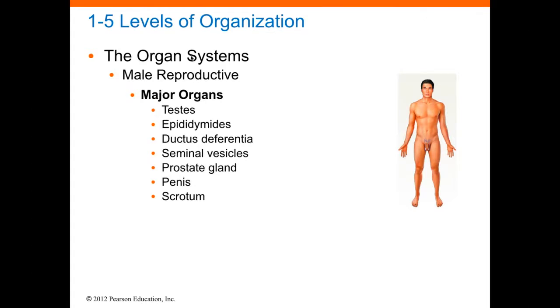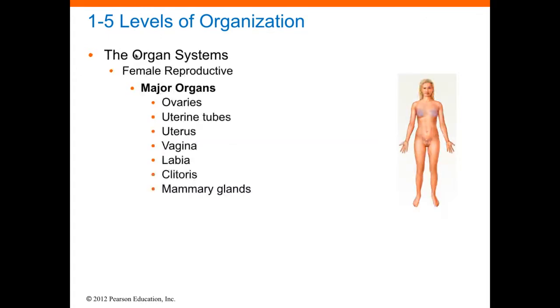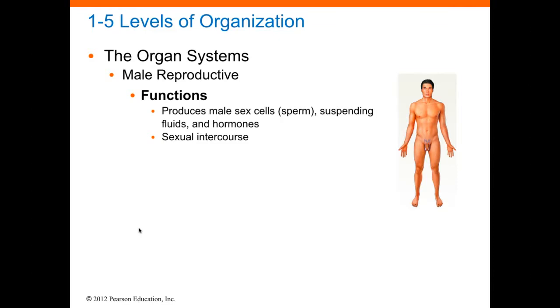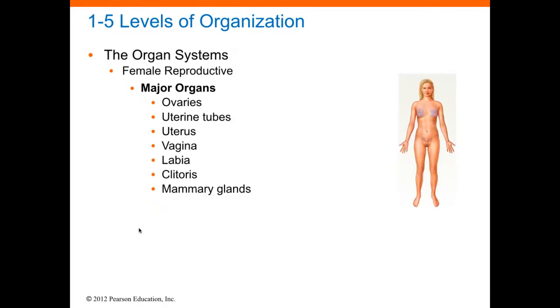The reproductive tract, we have the male and the female reproductive. For male, we have these parts, the testes, the epididymis, the ductus deferens, the seminal vesicles, the prostate gland, the penis, and scrotum. We'll get into these in more detail later on when we cover the male reproductive tract. The functions are to produce the male sex cell, which is the sperm, the associated suspending fluids and hormones, and sexual intercourse.